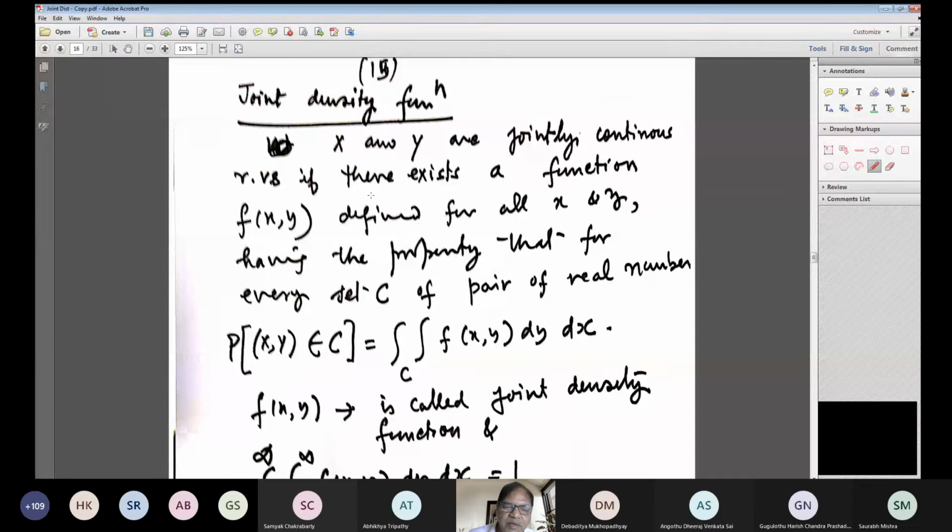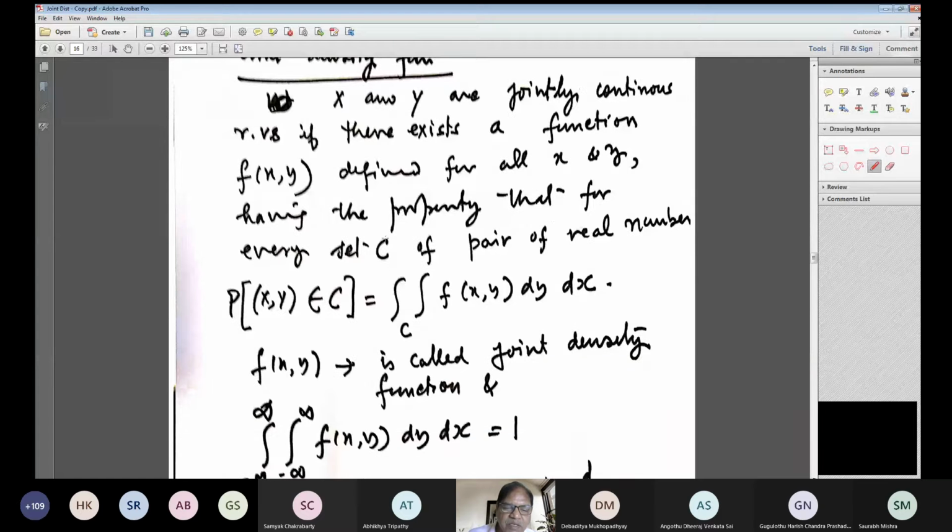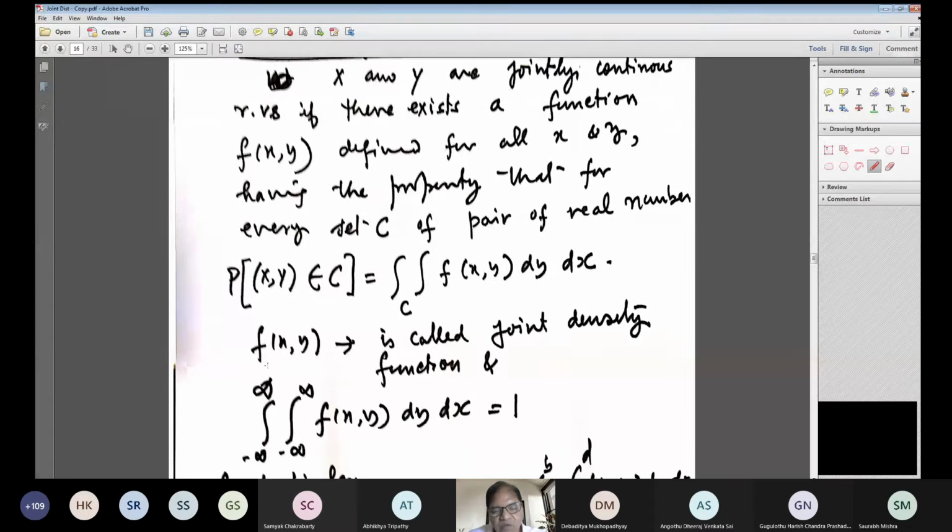So x and y are jointly continuous random variables if there exists a function f_xy defined for all x and y, having the property that for every set C of pairs of real numbers, the probability that the pair (x, y) belongs to C is the double integral over C of f_xy dy dx. You will see C at a later stage; it basically consists of two intervals, one for x and one for y. So f_xy here is called the joint density function of the random variables x and y.